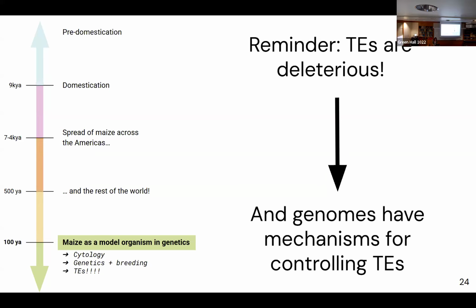When you have 80% of your genome as TEs, and I don't know how many hectares of maize are grown throughout the world, that's a significant reduction in fitness directly due to TE content. As a result of the continual TE activity over evolutionary time, genomes have developed several mechanisms for controlling TEs. In plants, this is mainly through epigenetic silencing and chromatin remodeling or methylation.